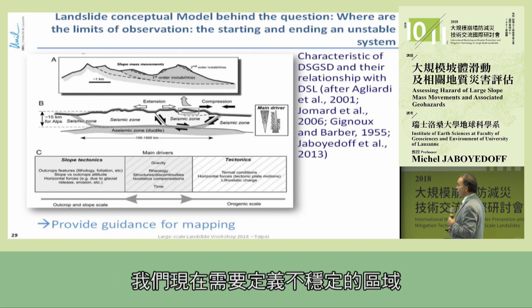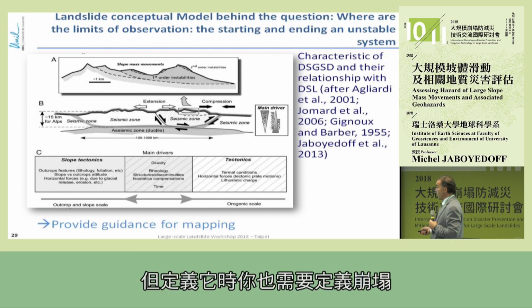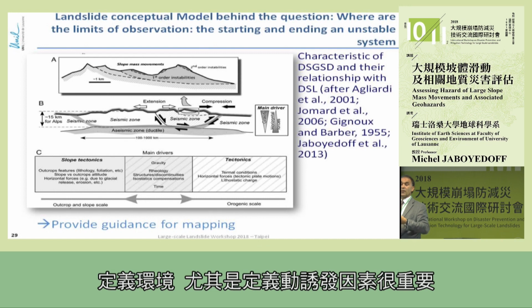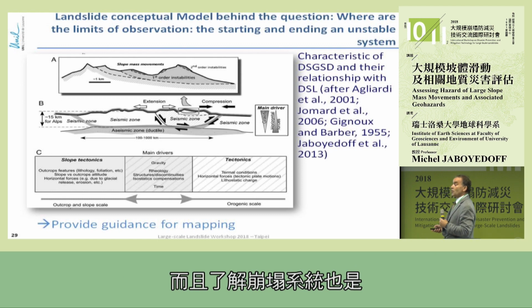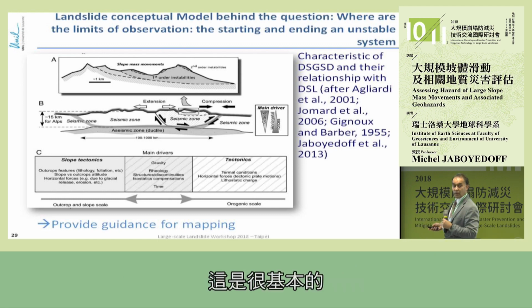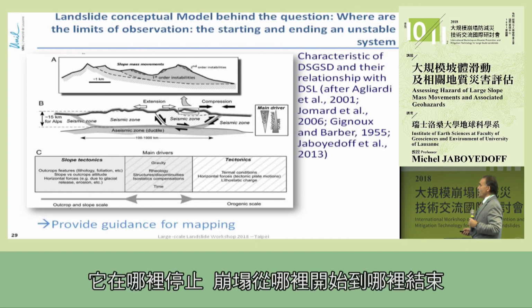So now we need to define the zones that are unstable. But when you define that, you need also to define your landslide. But it's really important to define the environment, especially for the triggering factors, and also to understand the system of landslides. Okay, this is really fundamental. And where it stops. Now, where does a landslide start and when does it end?